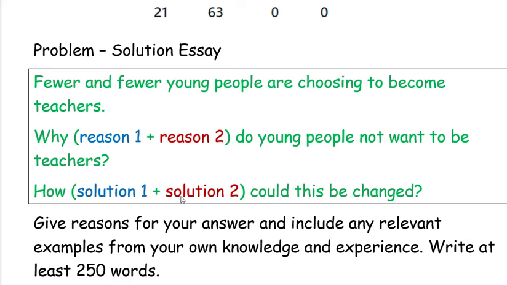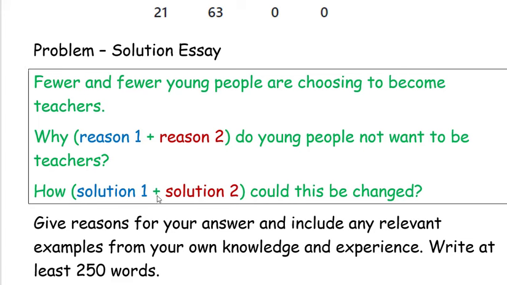Okay. So here, the key words are why and how. When you see this question, why, you should come up with at least 2 reasons. There might be 3 reasons, but make sure that you include at least 2 reasons. Reason 1 and reason 2. Okay. Next. And here, we've got how could this be changed?